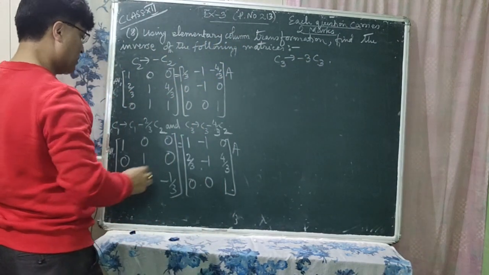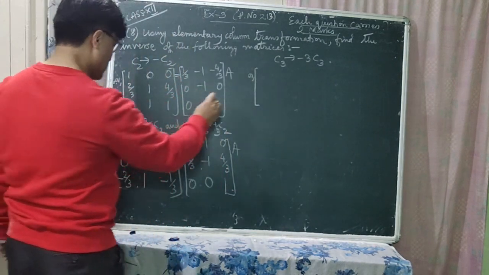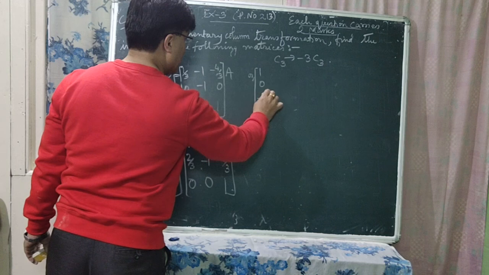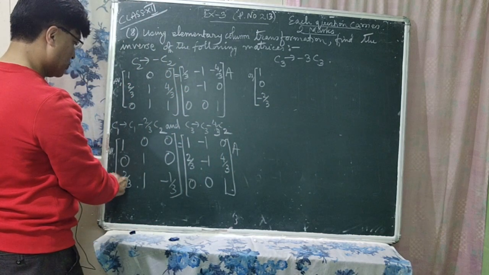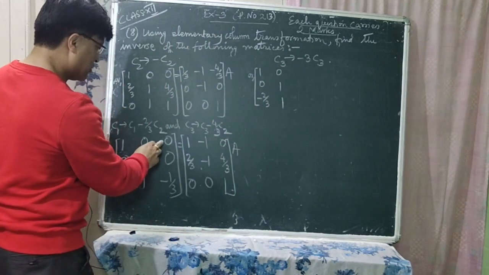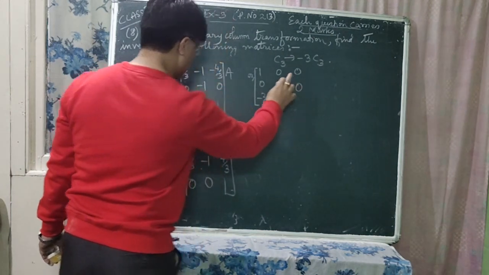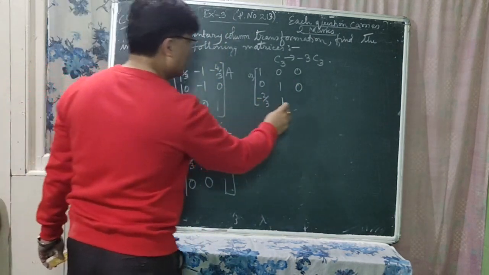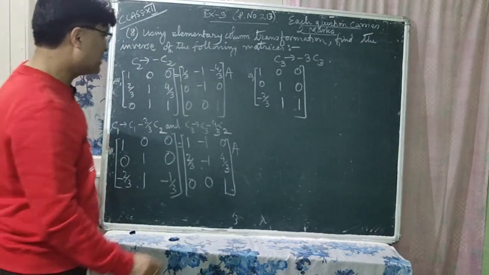So now what does it become now? Only column 3 is changing here. 1, 0 minus 2 by 3. Right? 1, 0 minus 2 by 3. 0, 1, 1. And this column 3 should be multiplied by minus 3. 0, 0, minus 3 into 1/3, 3, 3 gets cancelled, minus and minus plus 1. Is that clear?